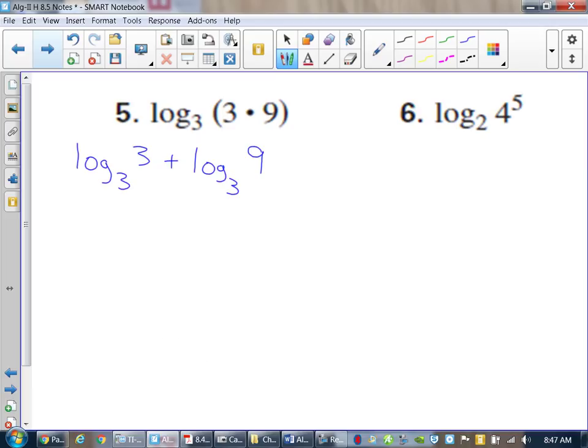What's log base 3 of 3? 1. Now, can I rewrite a 9 as a base 3? What do you get?